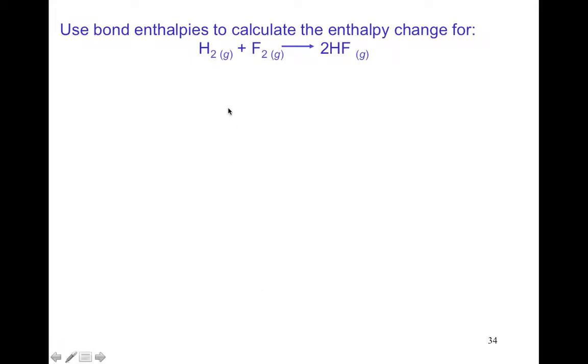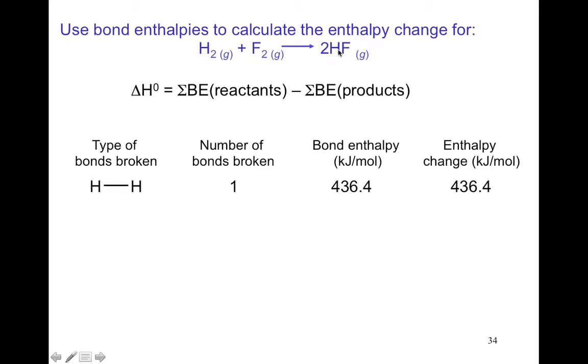So here's how you would do this. Hydrogen gas and fluorine gas make hydrofluoric acid as a gas. So we get all the bond enthalpies for our reactants, these guys over here. We get all the bond enthalpies for all our products, this one guy over here. And so to do this, we broke one hydrogen bond in our reactants, and the bond enthalpy was 436.4. We also had to break a fluorine bond, and that was 156.9.